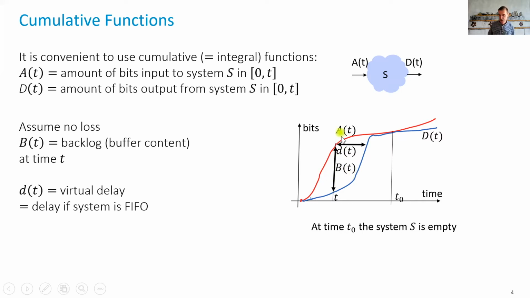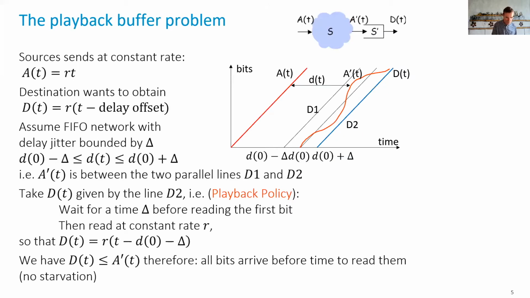Similarly, the vertical deviation gives us the backlog. This is a bit hand waving, and we would need formulas for this, but we will not see them here. I will point to references where you can find them. Let's apply this simple method of analysis to our original playback buffer problem.